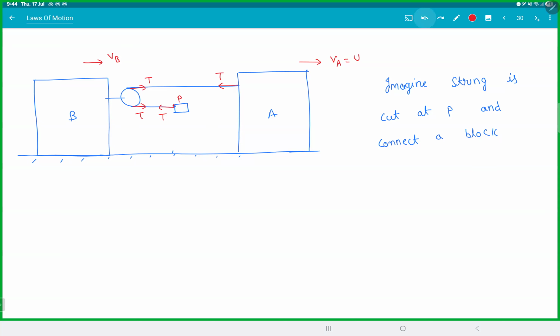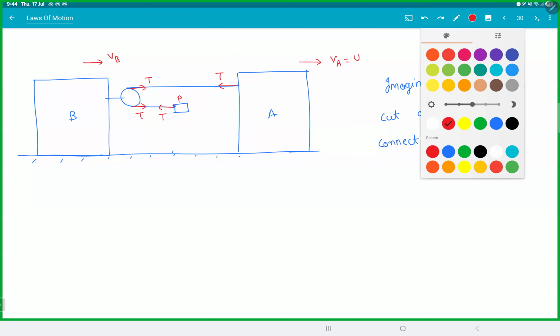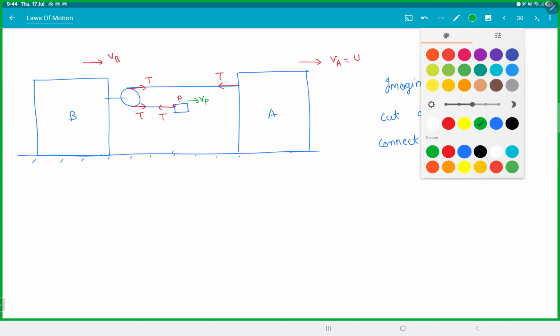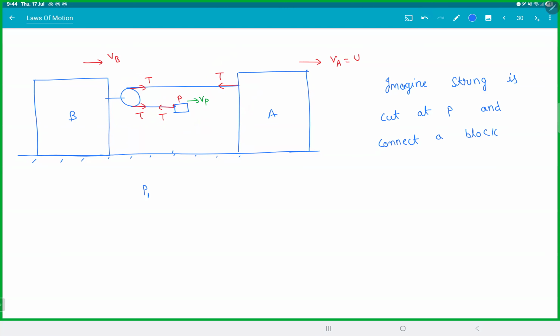I don't care about the blocks. Whatever power you're taking from A and whatever power you're taking from B, you must be giving that power to P. Isn't that the meaning of it? The total power developed by a part of a string or a full string, it doesn't matter how much you take, it is always 0. So I'll assume P is going forward. You can assume any direction. So what is power on A? Power on A plus power on B plus power on point P must be 0.